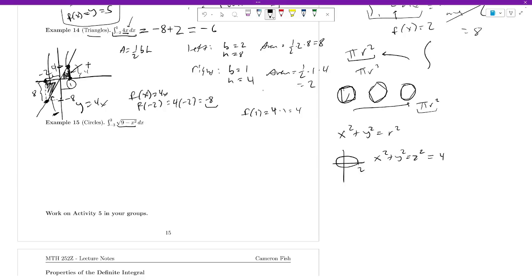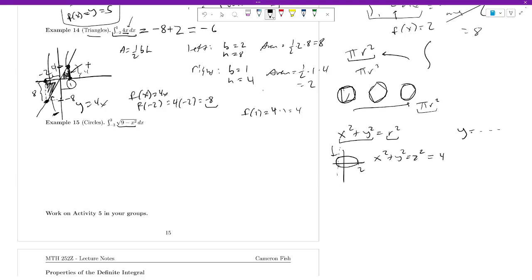Notice what happens if I rearrange this a bit. This x squared plus y squared equals something is not a y equals. And normally it has to be y equals in order for it to be a function, a graph of a function. This kind of looks like a graph, but it doesn't pass the vertical line test. It's not a function. So there's something funny going on.